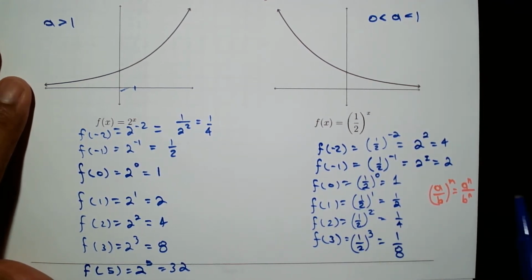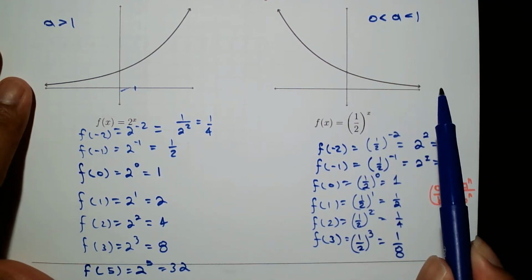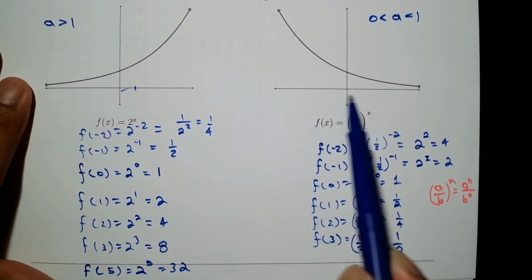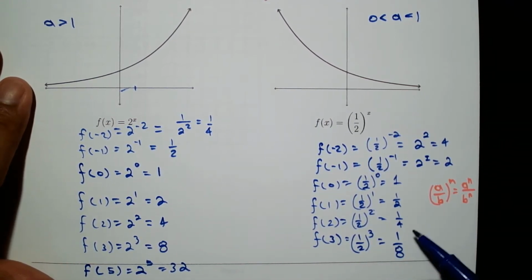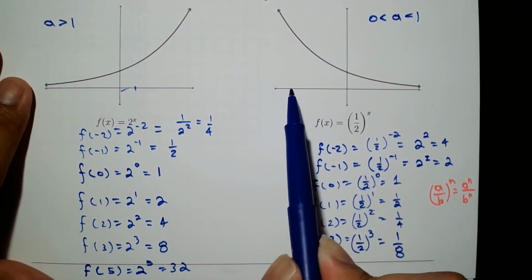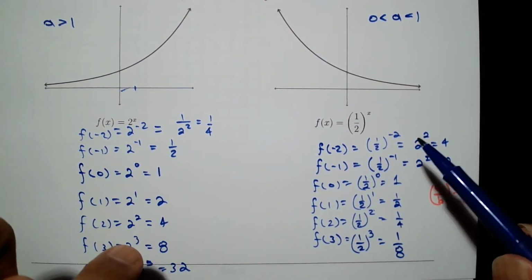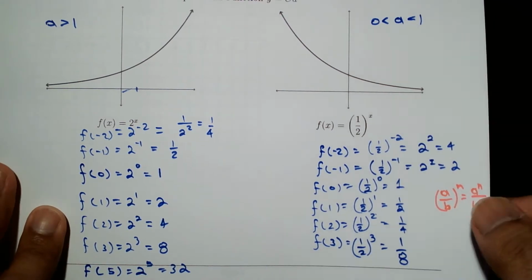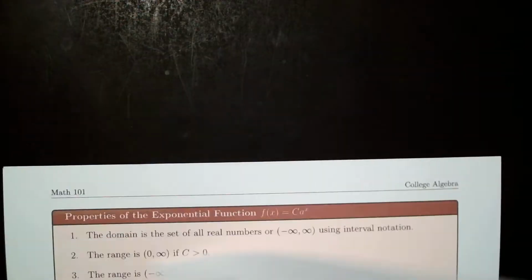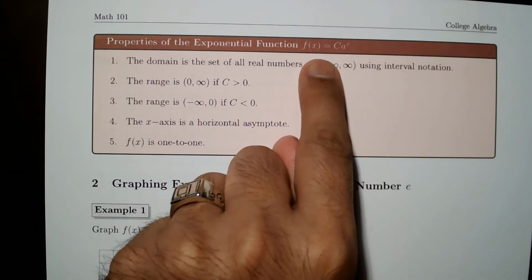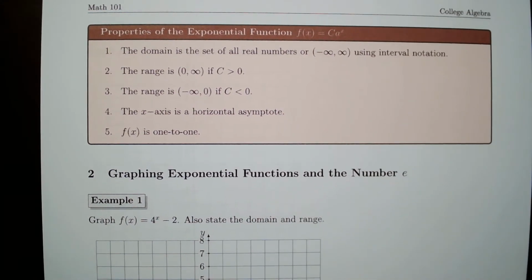So in this case, we have a decreasing function. For larger values of x, we get smaller numbers, and for negative values of x, we get large numbers. See the trend here, the tendency? They are basically reversed. Okay, let's go to the next page, and let's list the properties of the exponential function f of x equals c a to the x.